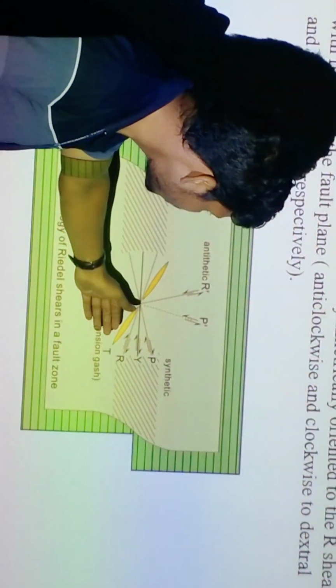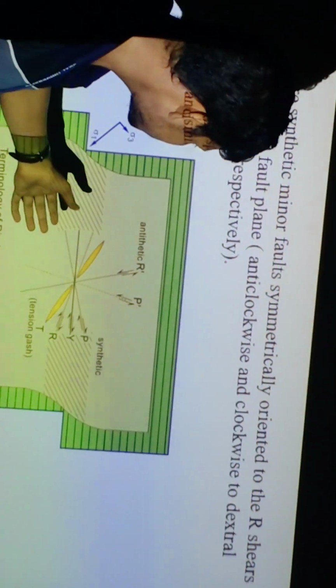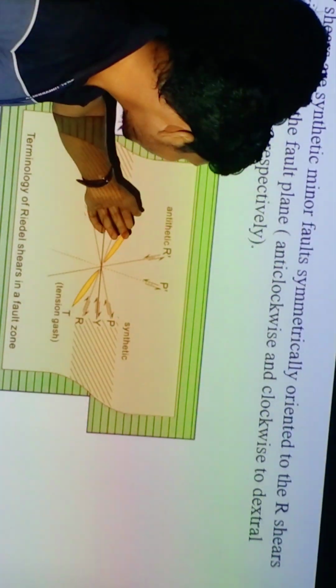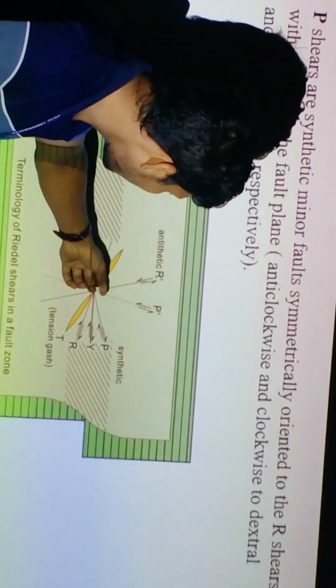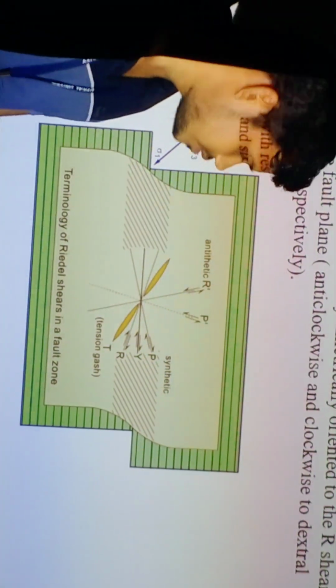With respect to synthetic faults, the antithetic faults, that is P dash and R dash, will form to balance the system, and the antithetic shears always form at a high obtuse angle, nearly equal to 75 degrees to the main fault.